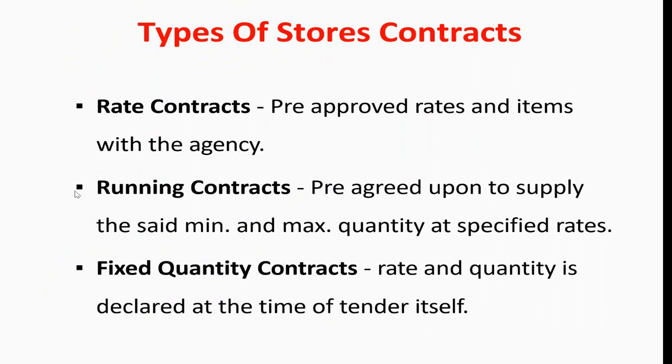Types of stores contracts. Rate contracts: pre-approved rates and items with the agency. Running contracts: pre-agreed to supply the said minimum and maximum quantity at specified rates. Fixed quantity contracts: rate and quantity are declared at the time of the tender itself.